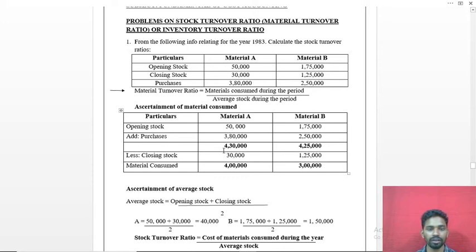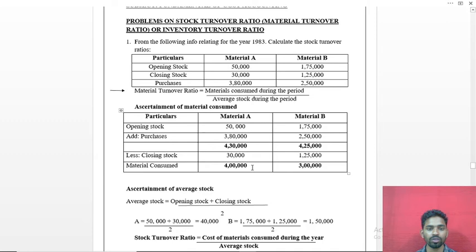For material A, 4,30,000; material B, 4,25,000. From that you have to subtract the closing stock. What's the closing stock of material A? 30,000, and material B 1,25,000. After subtracting, the remaining balance will be 4 lakh for material A and 3 lakh for material B.